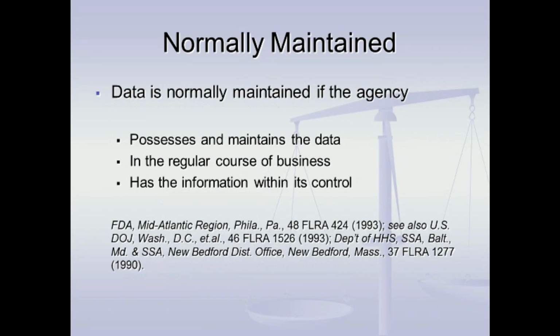The information the union is requesting must be maintained by the agency in the normal course of business. However, this doesn't mean that the information must be physically located in an agency building. The information must simply be within the agency's control. So, for example, if the agency has a contractor for personnel matters, then personnel information would be within the agency's control.